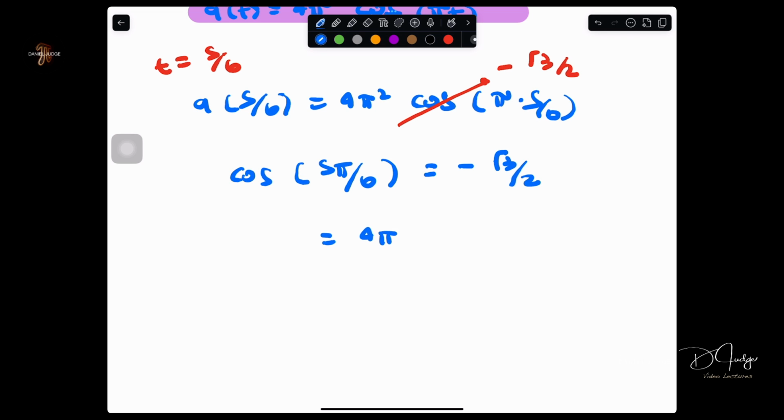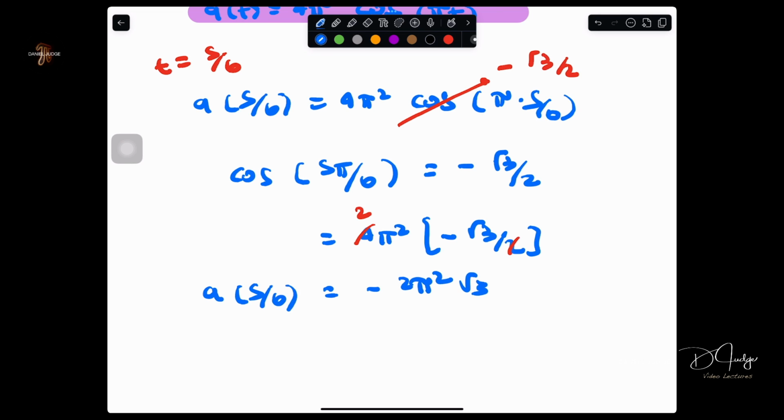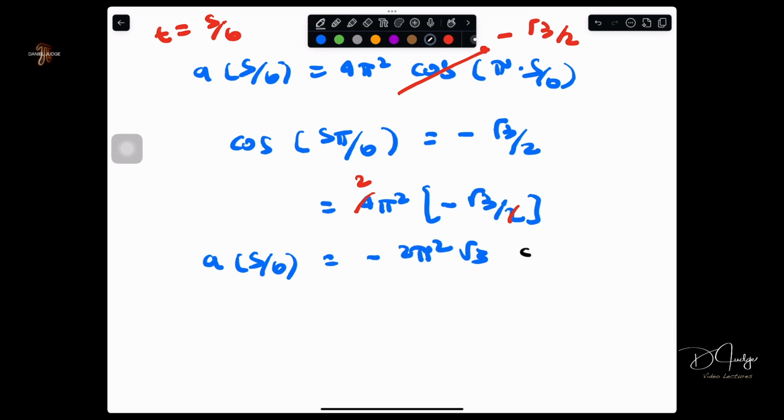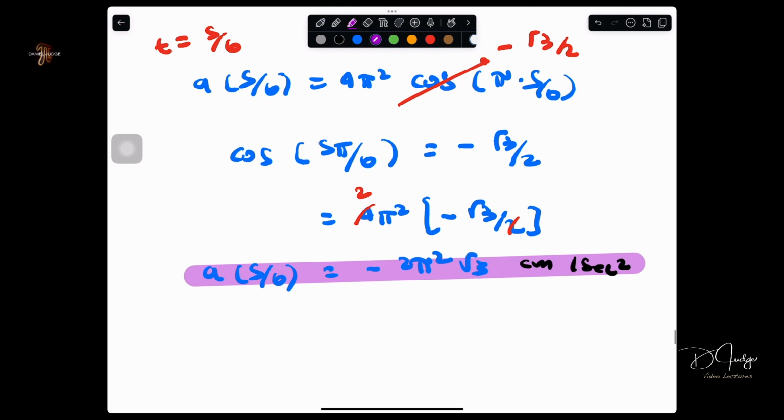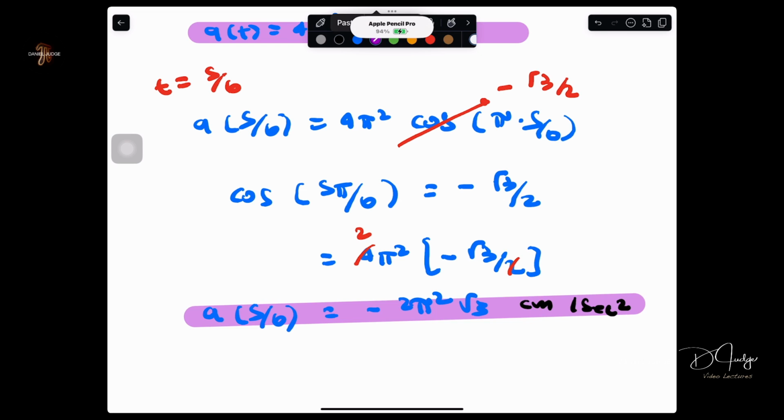So you get 4 pi squared times negative square root of 3 over 2. And simplifying here, this is 2. We get negative 2 pi squared square root of 3, which is acceleration at 5/6. And that should be in centimeters per second squared. There you go. And I guess that's purple. So ladies and gentlemen, there it is. I'll send this to you guys, and hope you guys enjoy this.